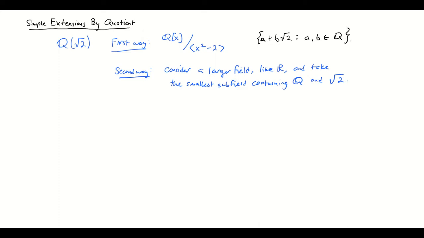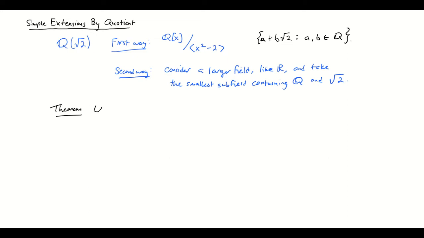But in this video we need to show that that works in general. That is, if we extend a field by taking a quotient by an irreducible polynomial, or extend a field by just adjoining a root, just tacking one on from an extension field that we know is big enough to contain it, both of those methods give us isomorphic fields. So here's the theorem that we're going to prove.